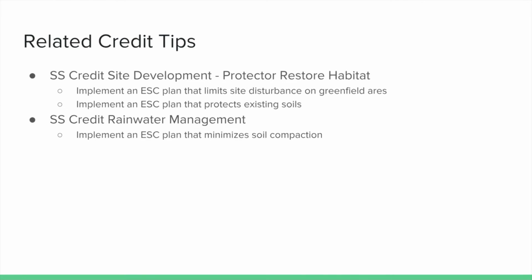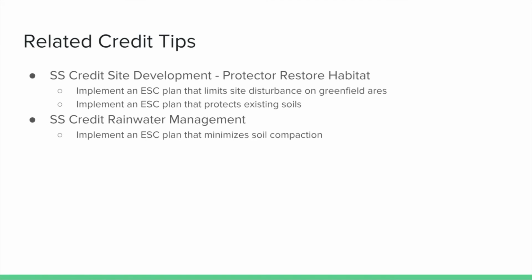Some of the related credits within the sustainable sites are site development, protect or restore habitat. You want to implement an ESC plan that limits site disturbance on greenfield areas such as vehicle traffic, grading, equipment storage on those areas. And a greenfield area is an area that is not previously developed, graded, or disturbed and could support open space, habitat, or natural hydrology.